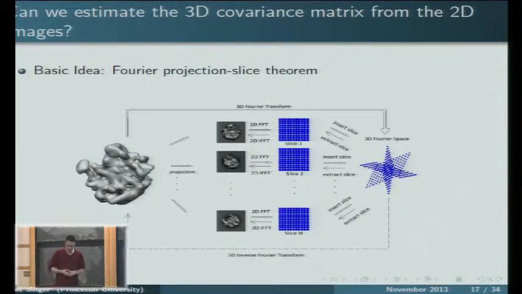Okay, so I told you already once what is the most important tool in tomography. That was the slice theorem. And now we're going to use it again. So I claim that the slice theorem enables us to estimate the covariance matrix directly without resorting to 3D reconstruction. And the idea is fairly simple. So instead of working in the real domain, I'll be working in the Fourier domain. That is, we are now going to think about the covariance matrix not of the molecules, but of the 3D Fourier transforms.